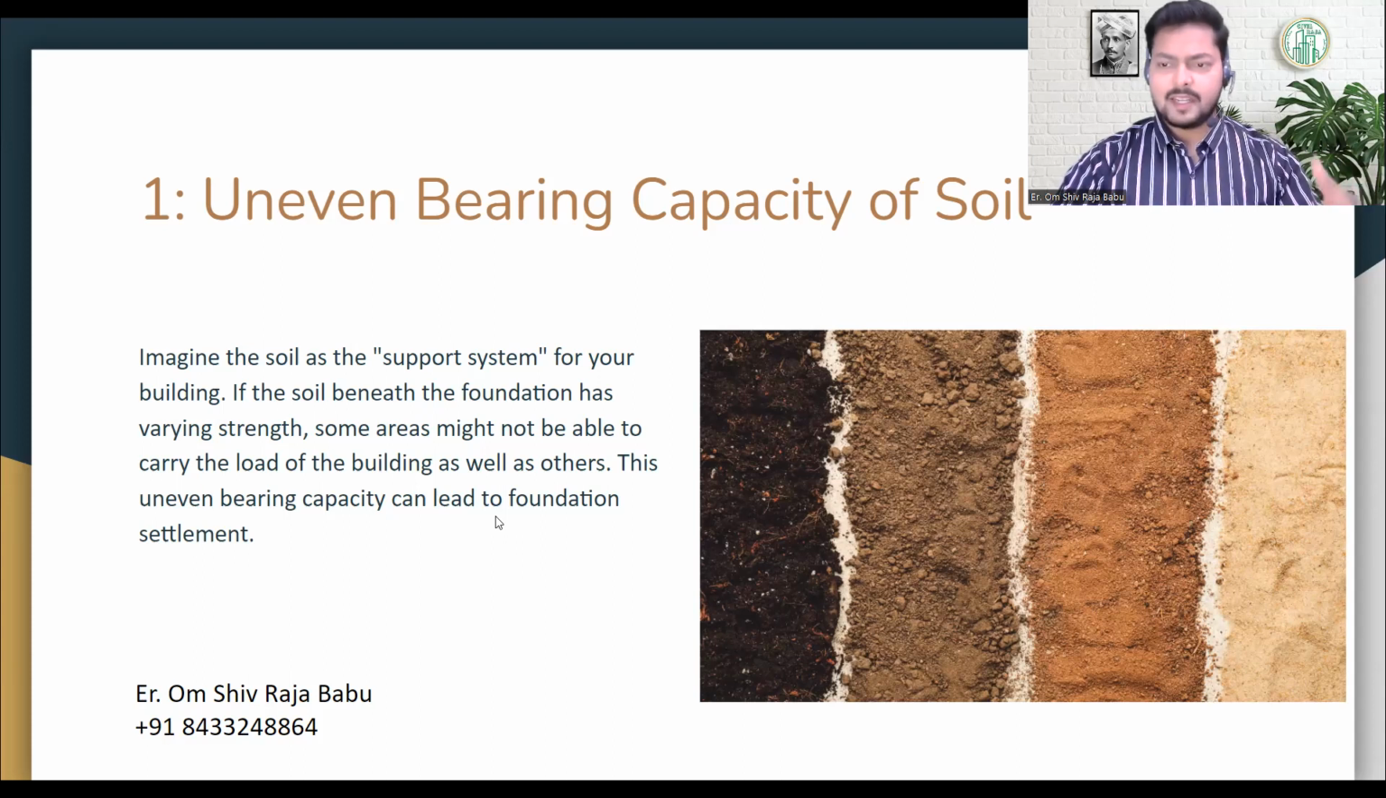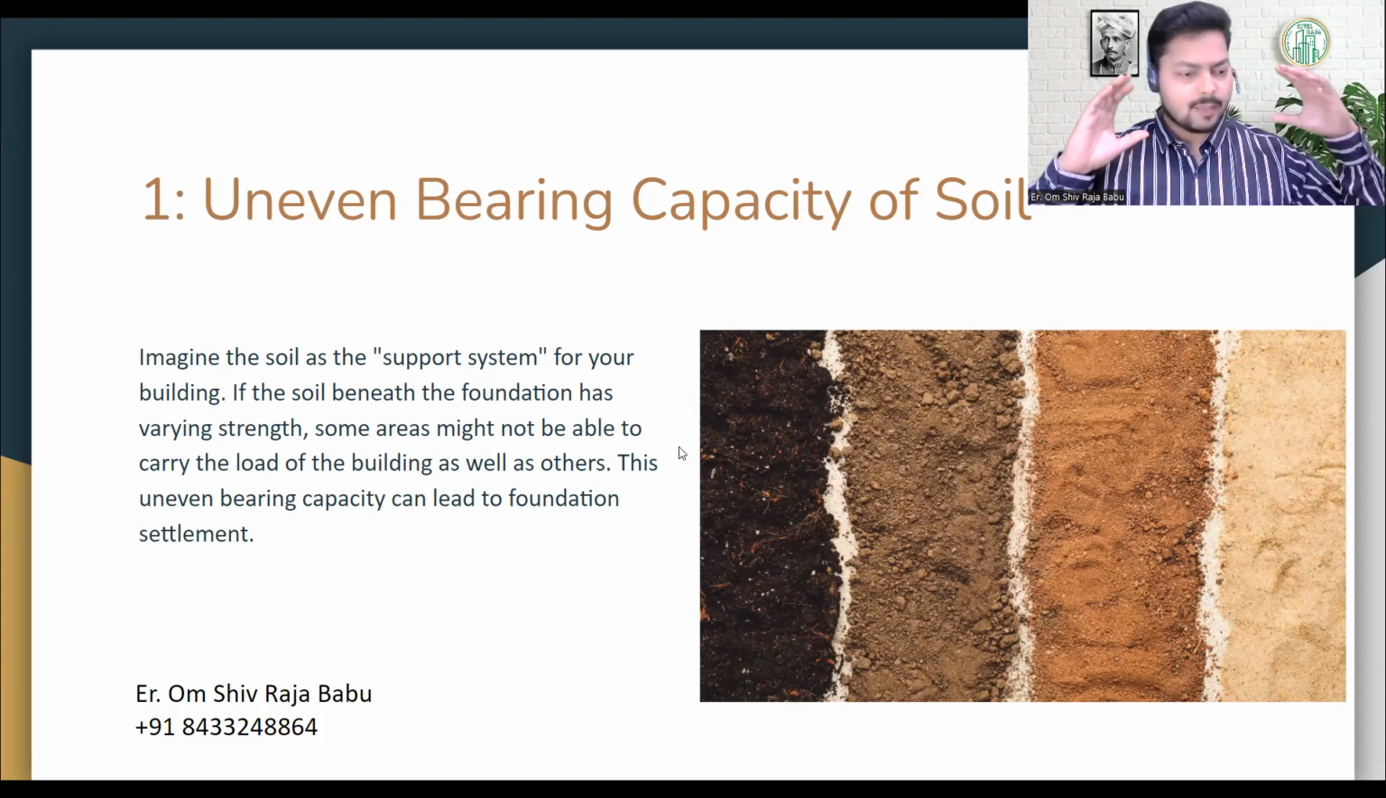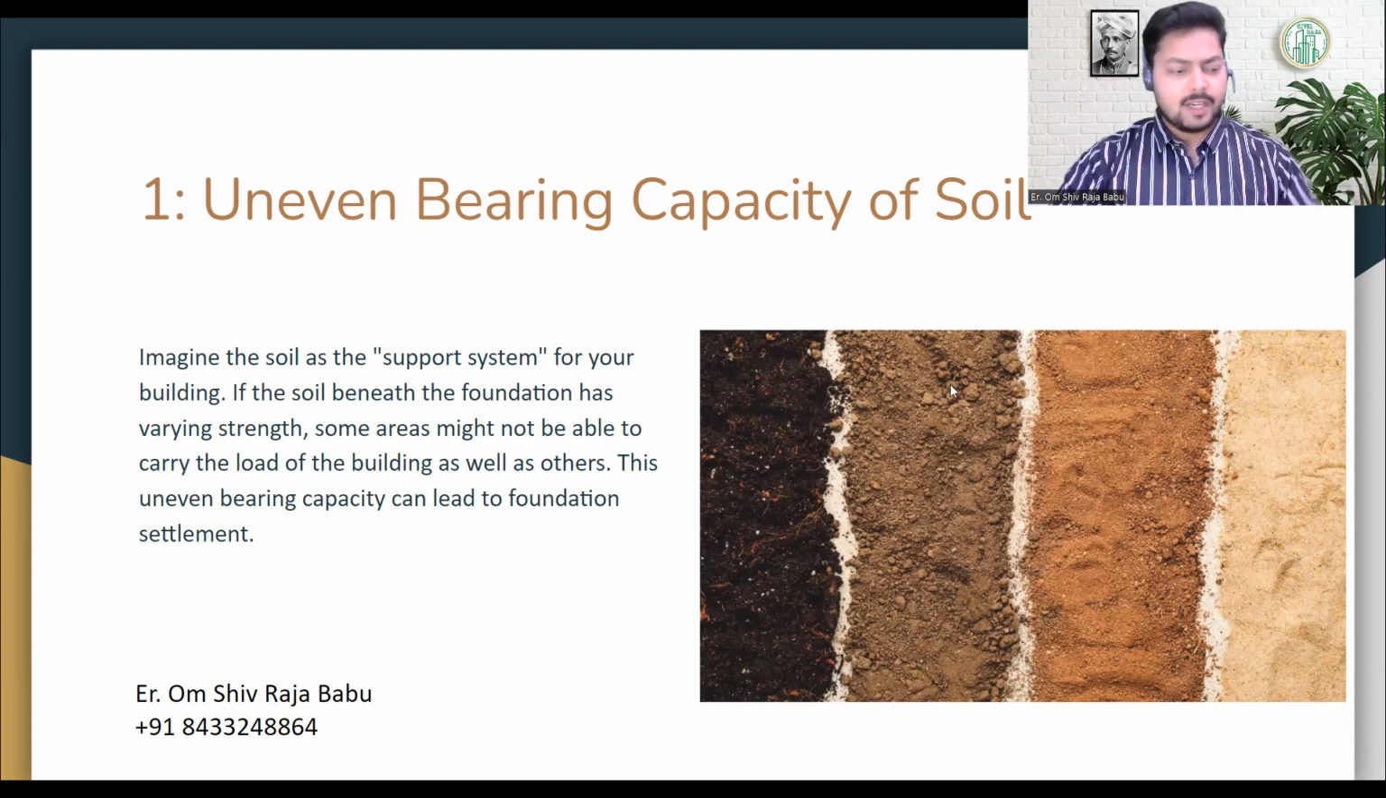It is possible that in a particular area you have just one type of soil, like this brownish soil, but it has different bearing capacity at different portions beneath the building. So what will happen? In some portions of the building, the soil may settle, and in other portions, it will not settle. And that will lead to differential settlement of the building.